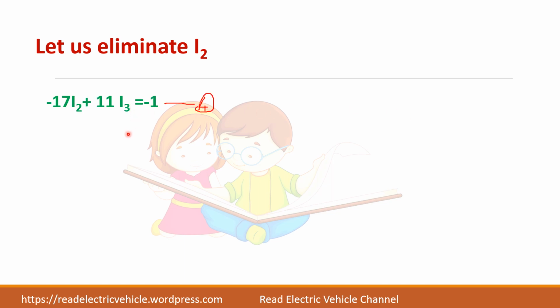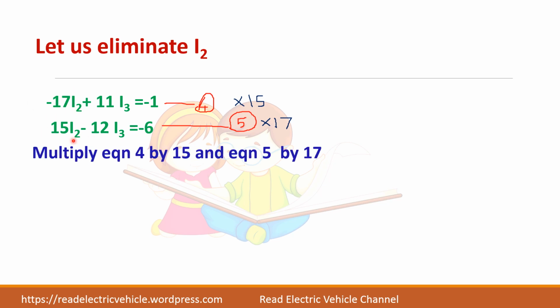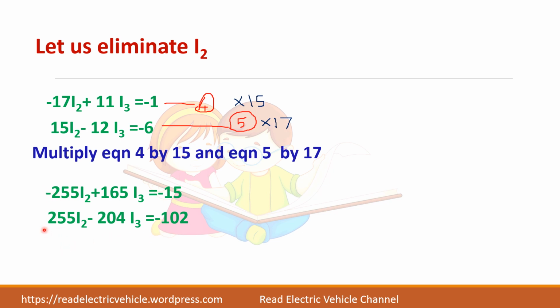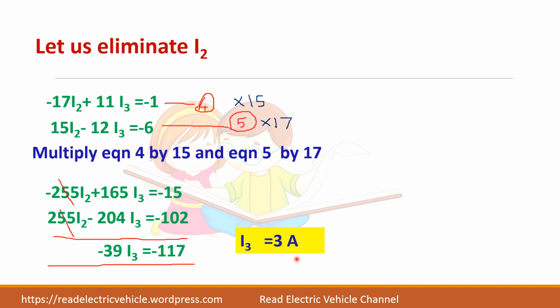So now let us eliminate I2 from these equations first. This is 17I2, 11I3 equal to minus 1. What I can do is multiply the fourth equation by 15, because 15 is there, and the fifth equation by 17, so that you can easily eliminate I2. So multiply the fourth equation by 15, and this is the equation. Multiply this equation by 17, and you will get this equation. Now you have minus 255 here and plus 255 here, so you add the equations. These two get cancelled and you will get the answer for I3. So I3 is 3 amps.